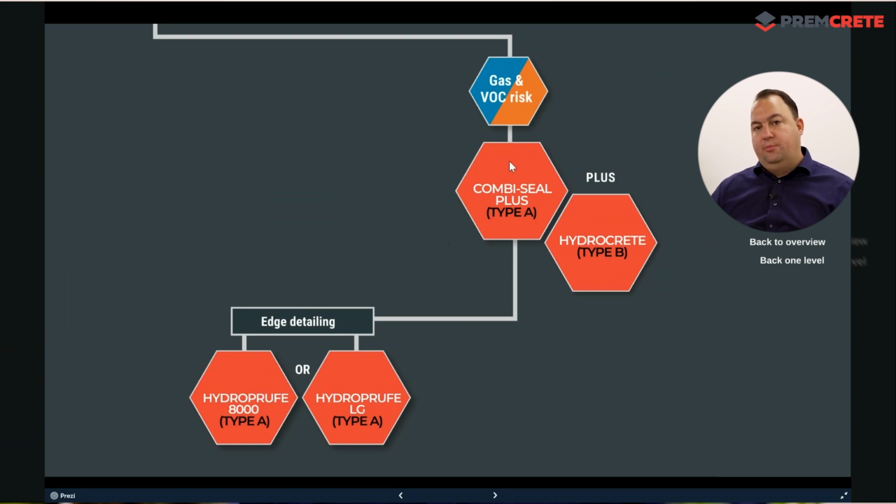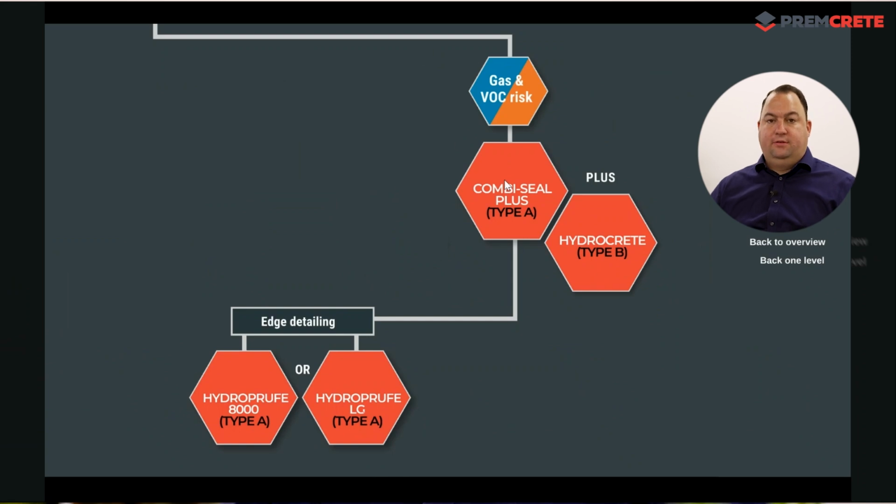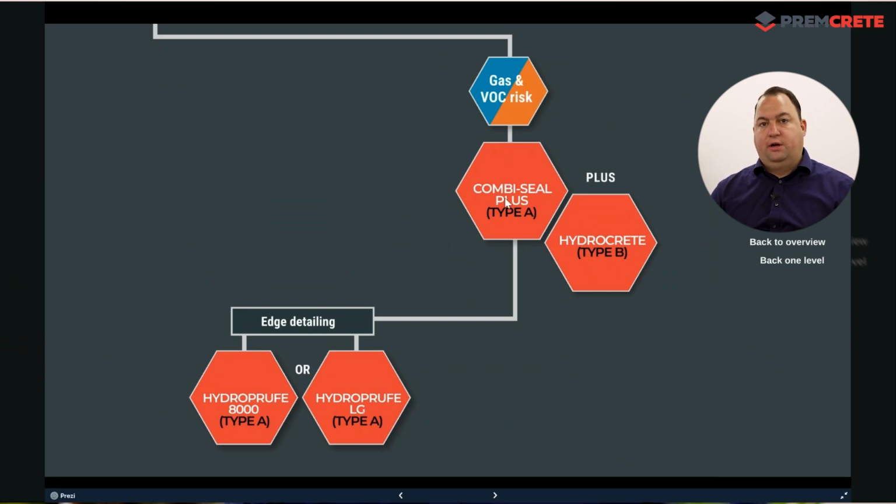So when you refer back to the layered PDFs, you'll notice when you select CombiSeal Plus as the primary system, there will be a whole host of ancillary items that will also be pulled in automatically onto that layered PDF. We don't refer to the ancillary items here in this flow diagram. This is just to help you identify the core products and systems that are needed.